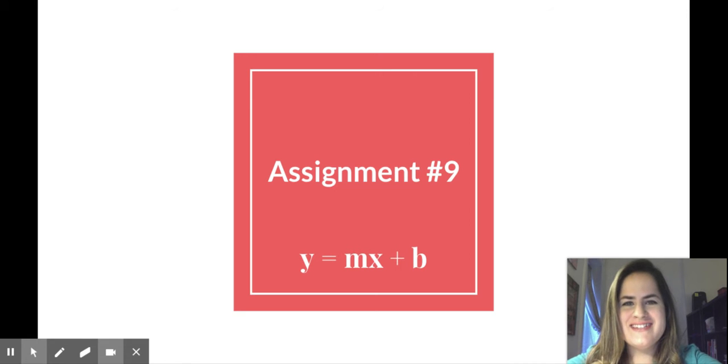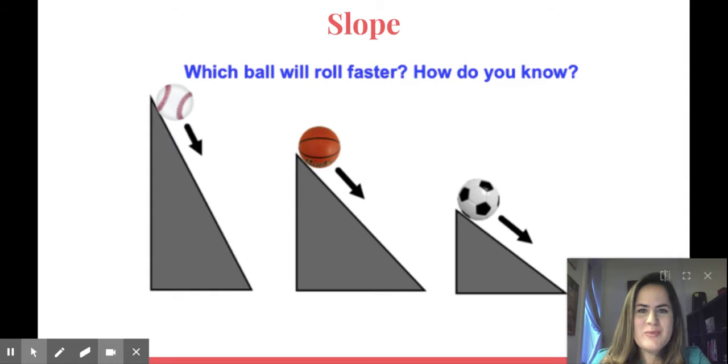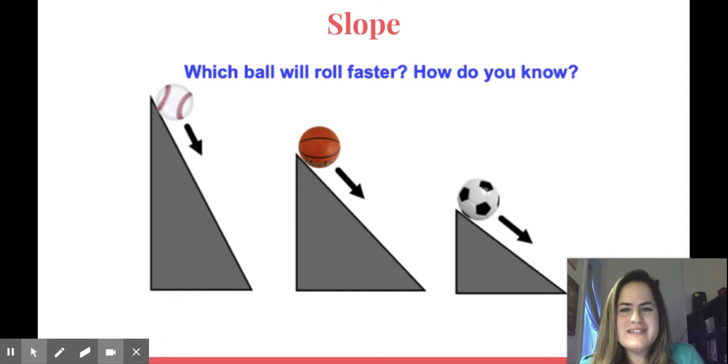Hey kiddos, today we're going to do assignment number 9, which is y equals mx plus b. Woo! That's the equation of a straight line. Today we're going to focus on the letter m, which you might remember means slope. Okay, let's get to it.